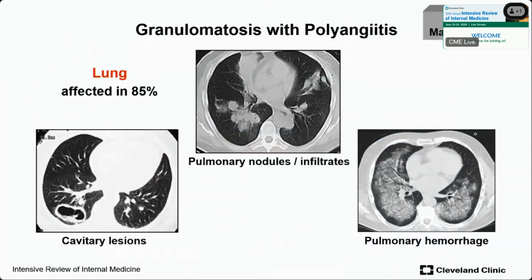The lung is the second most common site of involvement, affected about 85% of these patients. We can really see just about any radiographic pattern. The most common is what is seen on the top, which is where we see bilateral nodules or infiltrates. On the left, we can see cavitary lesions, which can occur in isolation or multiple in isolation, raising concern for infection. And then on the right, the most immediately life-threatening, which are these ground glass infiltrates, which are present in the setting of pulmonary hemorrhage.